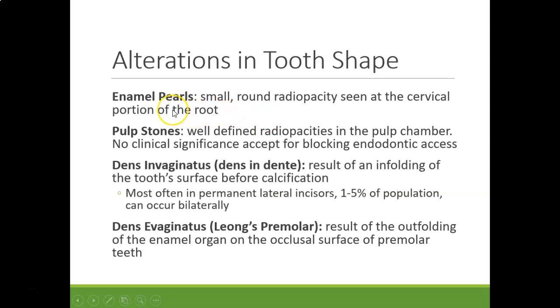So, a couple of alterations in tooth shape. Enamel pearls are small, round radiopacities seen at the cervical portion of the root. An enamel pearl is some sort of misplaced enamel, and very often it's in a furcation. It can be just right below the CEJ on the outside of the tooth. So it can be in different places, but it's usually oval or round in shape.